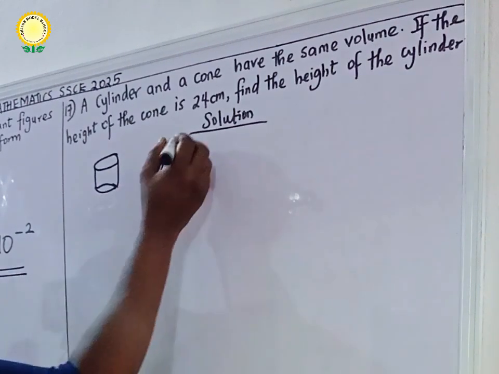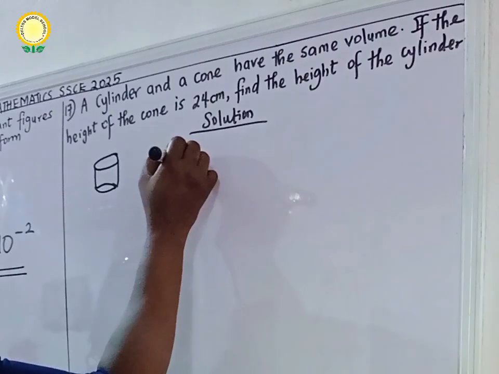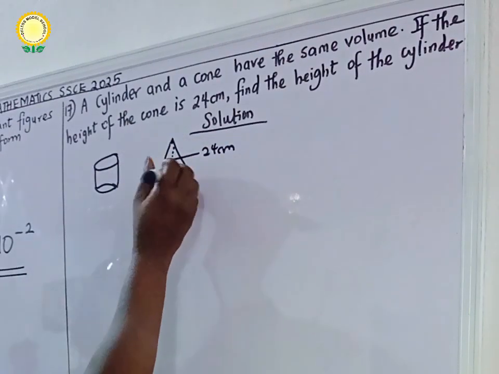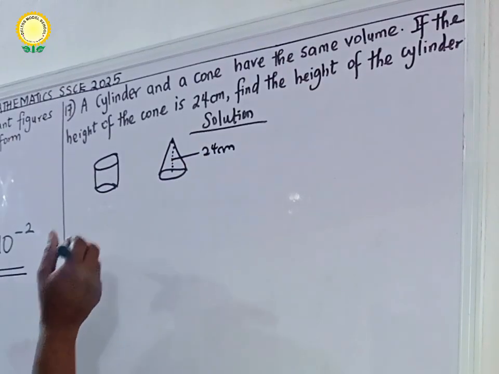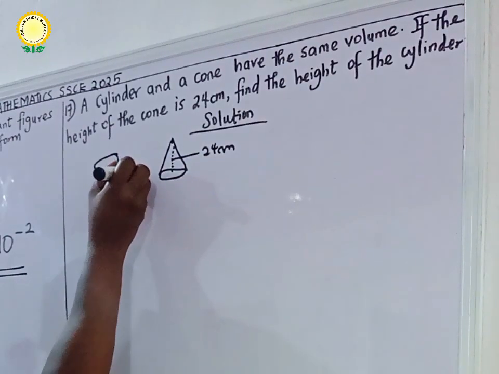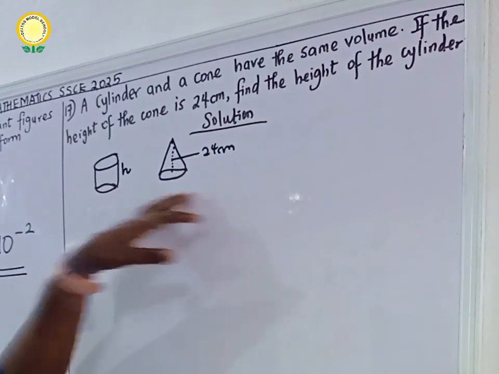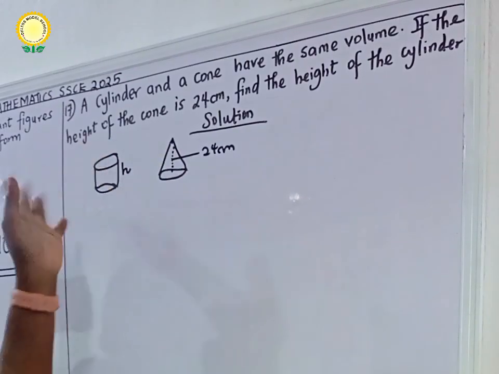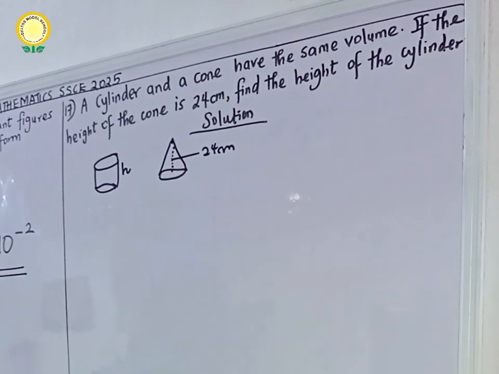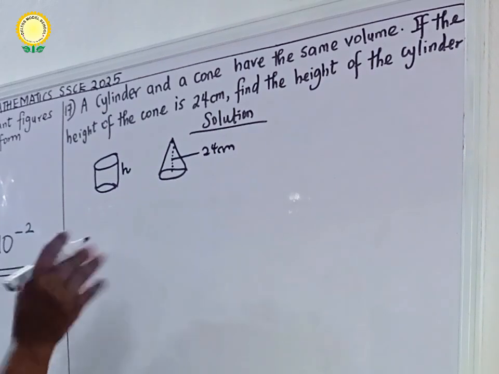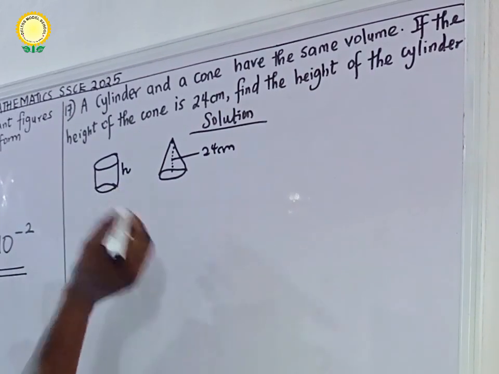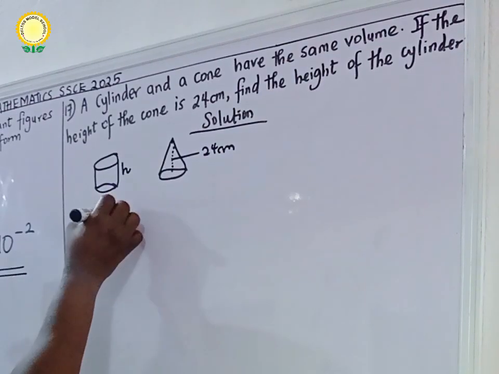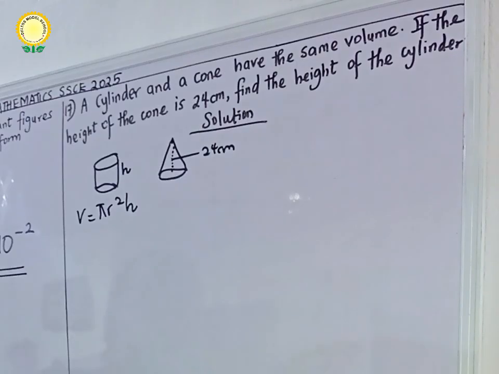If the height of the cone, now don't make the mistake, the height of the cone means the perpendicular height, not the slant height. The perpendicular height of the cone is 24. Find the height of the cylinder. Drawing the diagram this way helps you not to mix them up. The diagram is going to guide us along the way. Now we are told that they have the same volume. So what is the volume of a cylinder? The volume of a cylinder is V equals pi r squared h.